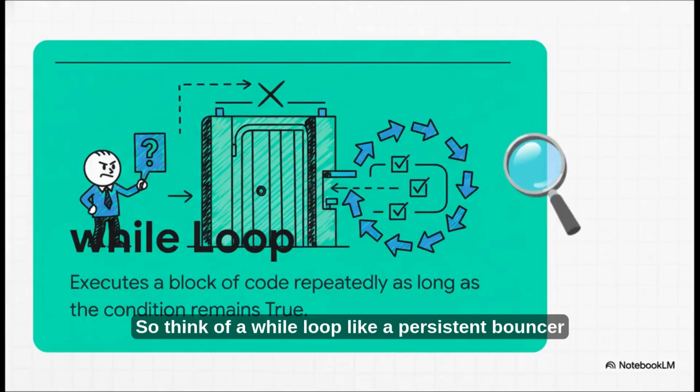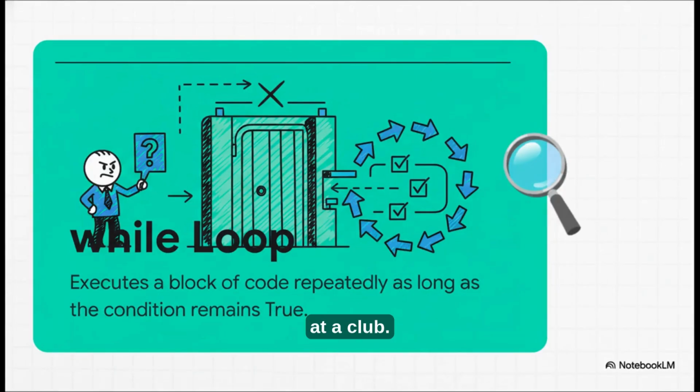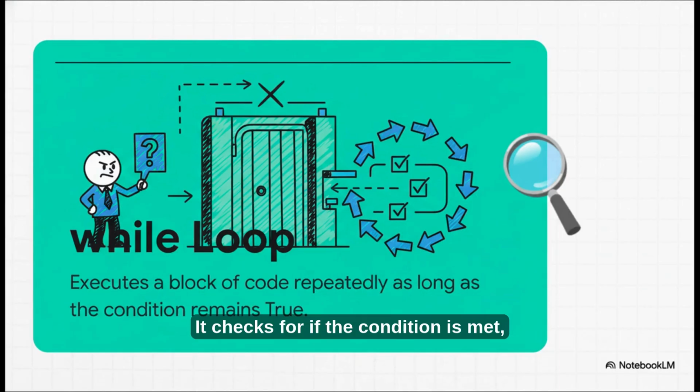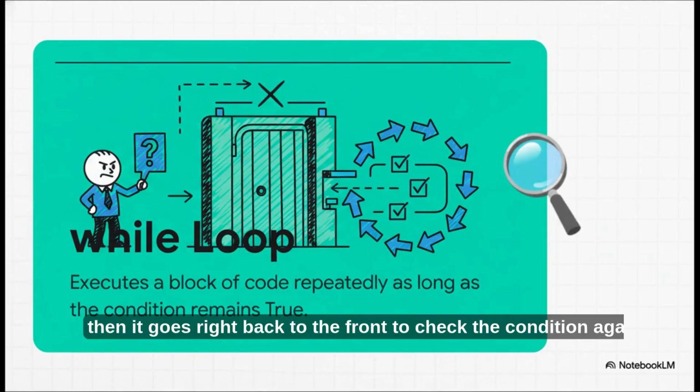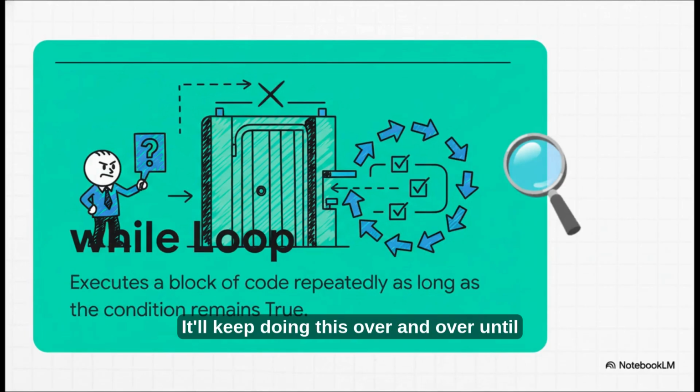So think of a while loop like a persistent bouncer at a club. It checks a condition. If the condition is met, it lets one person in, it runs the code, then it goes right back to the front to check the condition again. It'll keep doing this over and over until the condition is no longer true.